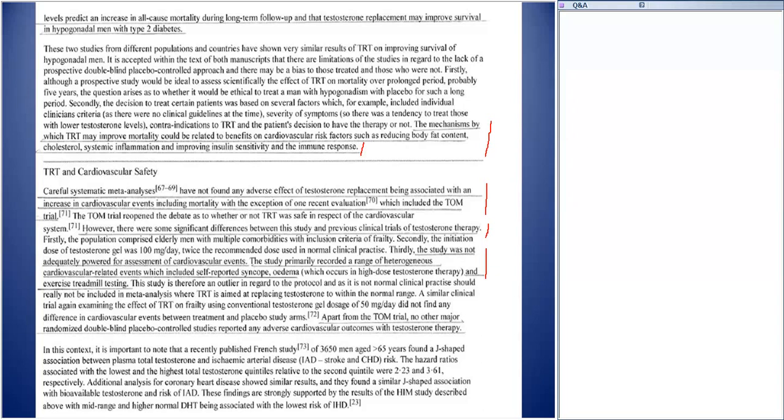Aside from this TOM trial, which again is flawed, no other major randomized, double-blind, placebo-controlled trial has shown any adverse cardiovascular outcome with testosterone therapy. When I asked the cardiologist to read this statement, and I asked their comment, they say they have no comment. When I asked them, do you know of any other studies that show that testosterone is a benefit and that using testosterone does not cause any increased mortality? They say no, that they don't know of any. And I say, well, read this here and understand what it says. There's plenty of studies.